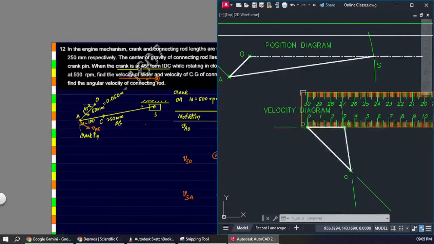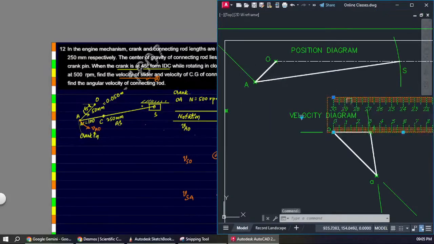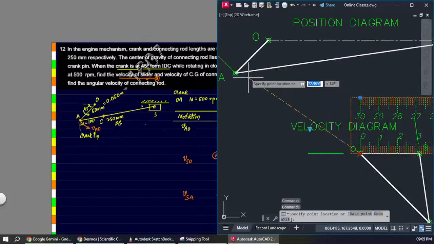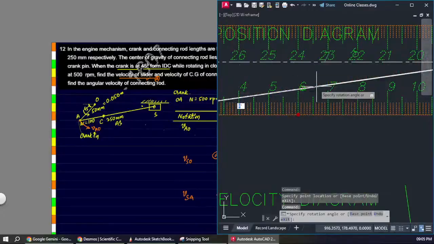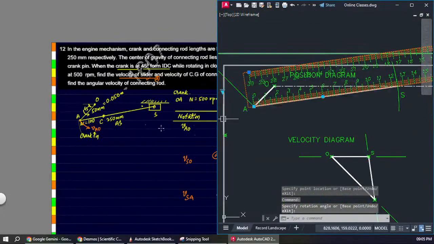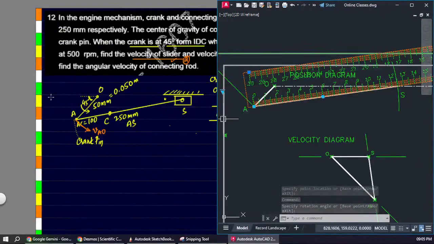And we will have to find the point, center of gravity. The center of gravity is from the crank pin. It is located at a distance of how much? It's located at a distance of 100.